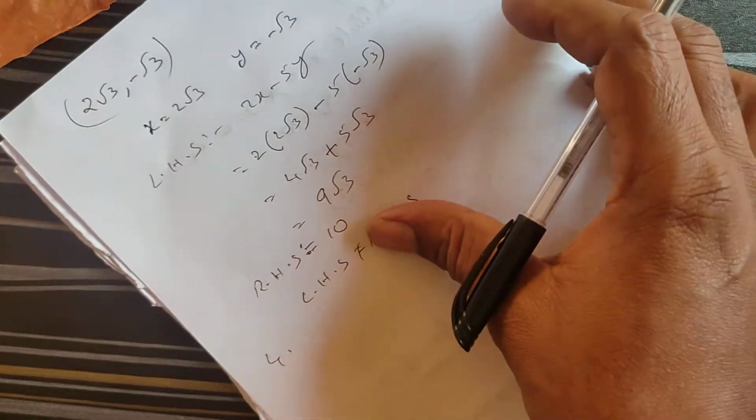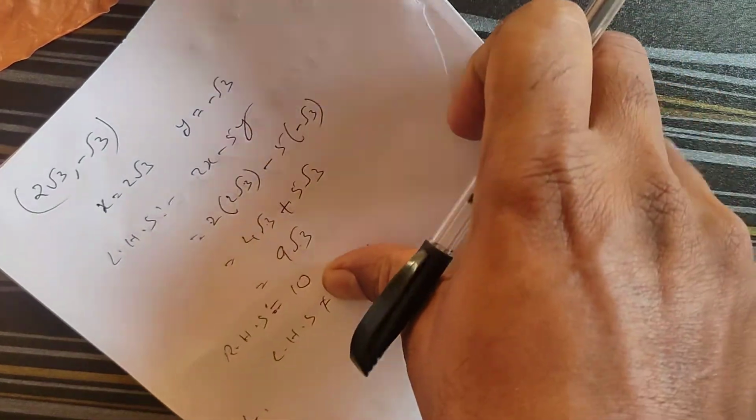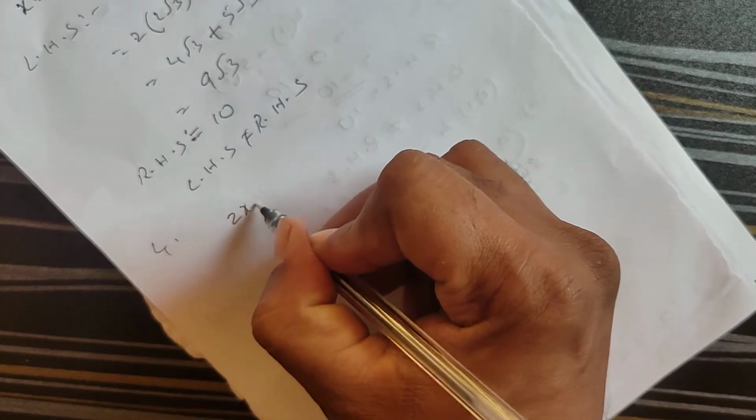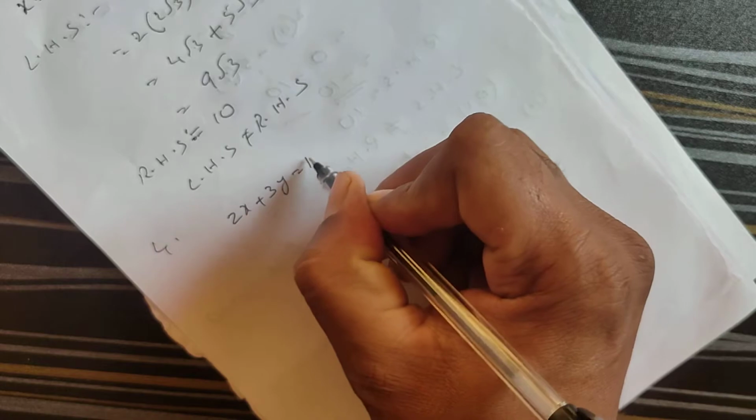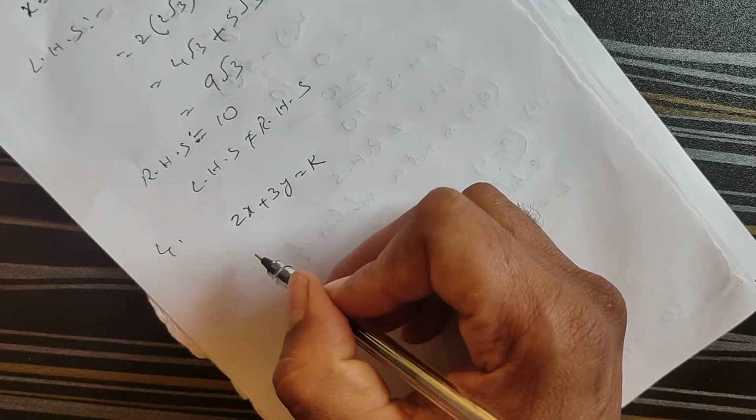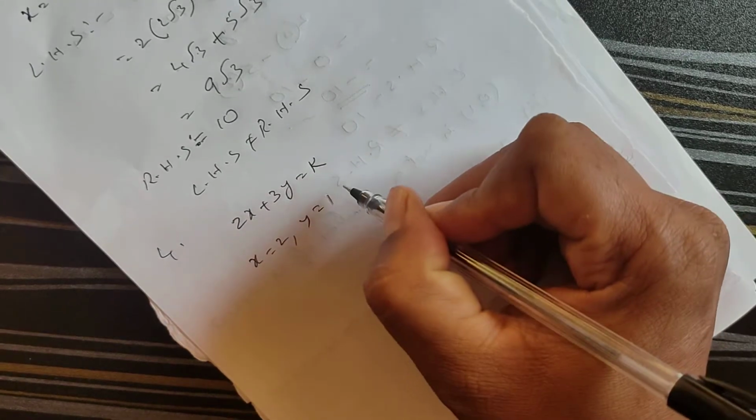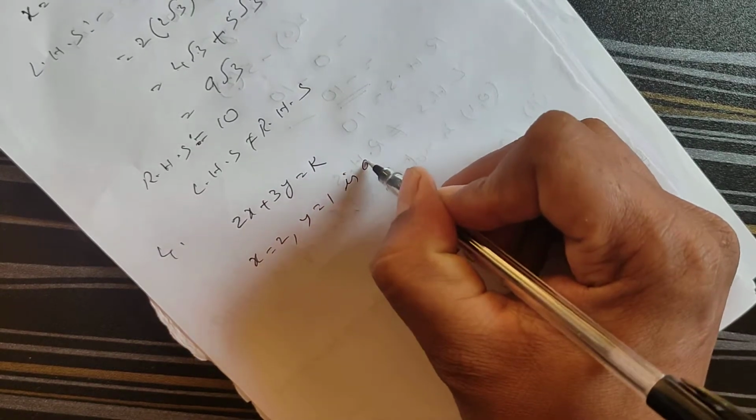Okay, so next we'll go for the fourth, that is: find the value of k if x is equal to 1, y is equal to 1 is a solution of the equation 2x plus 3y is equal to k. So the given equation is 2x plus 3y is equal to k, and he said that x is equal to 2, y is equal to 1 is a solution.